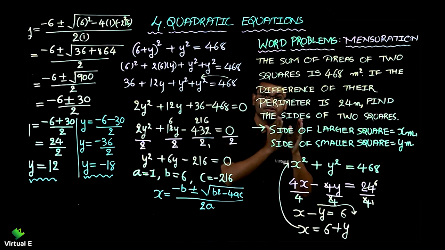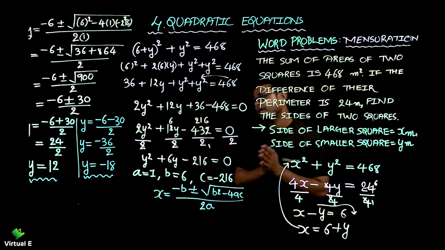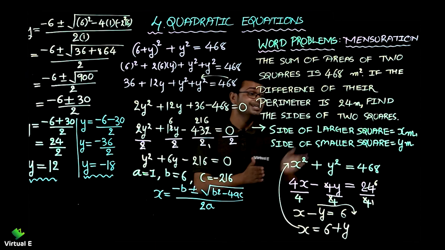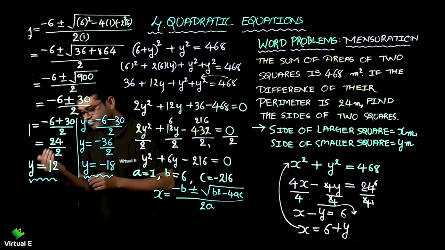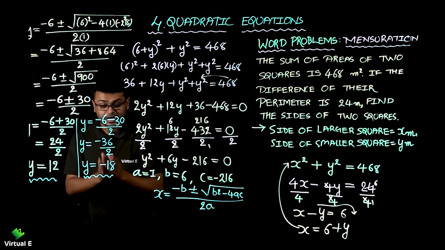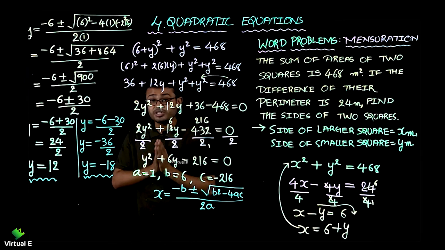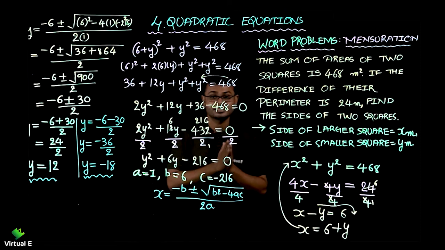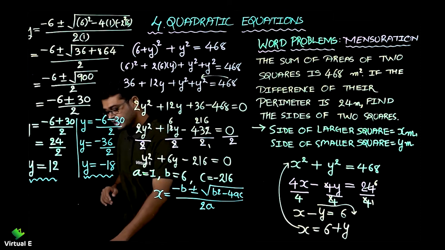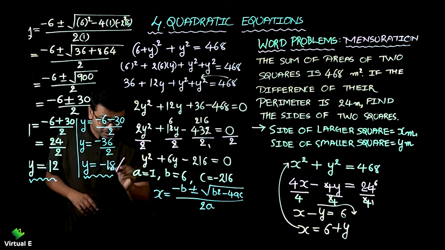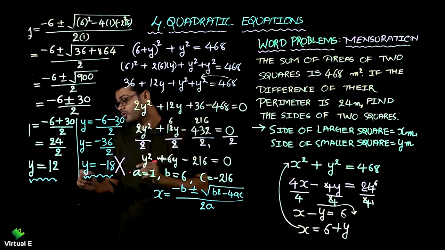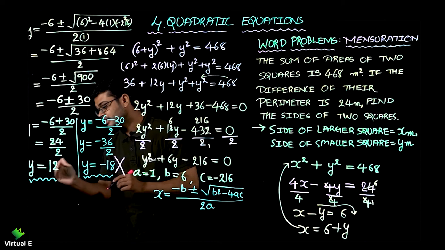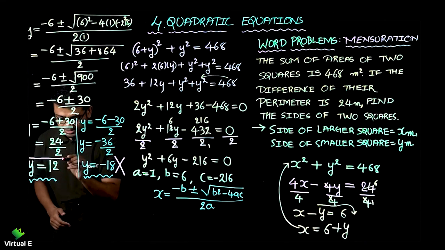So let's come back to the question. Now we are talking about the areas of square and we are talking about the side of a square. So there are two sides, y is equal to 12 and y is equal to minus 18. Is it possible that square can have negative sides? No, it's not possible. So we are going to discard this value. Negative length is not possible. So what is my answer? Y is equal to 12 will be my answer.